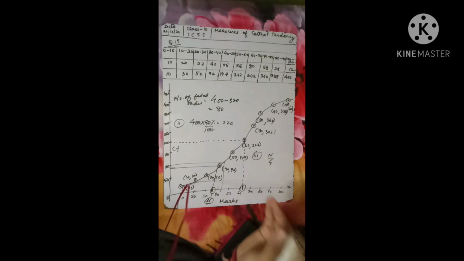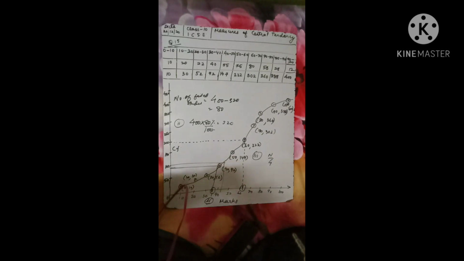And similarly for the upper quartile, that is 3n by 4. Calculate it and just do it accordingly. Okay, so just remember the formula and the criteria of solving. You will get the solution of all these questions.